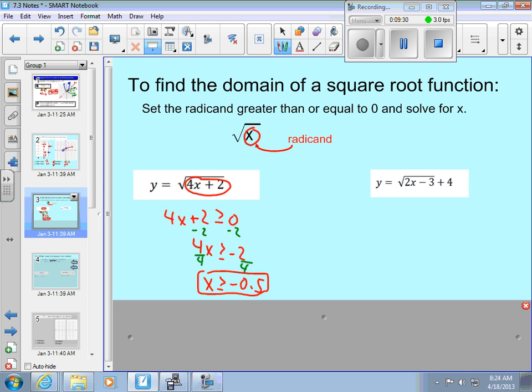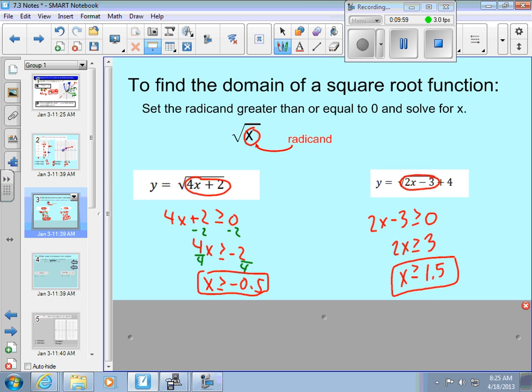On the second one you got on your sheet, again, take the radicand, the part underneath the square root, set that greater than or equal to 0. Because again, 0 is the lowest number you can take a square root of. Solving that, add 3, divide by 2, and if you take 3 divided by 2, you're going to get 1.5. So here the domain would have to be any x value greater than or equal to 1.5.